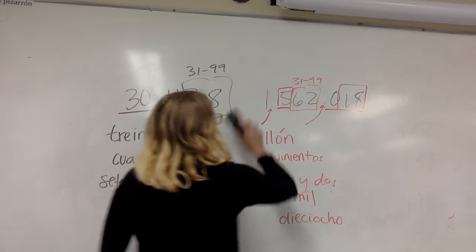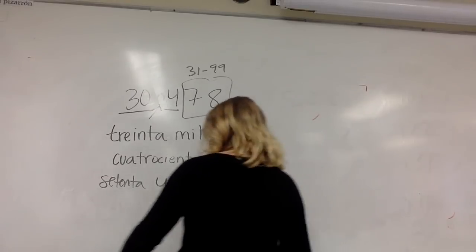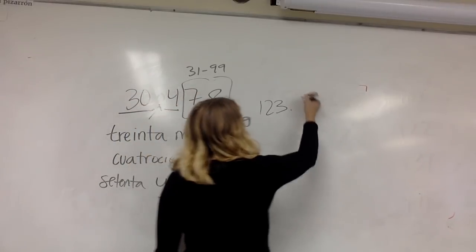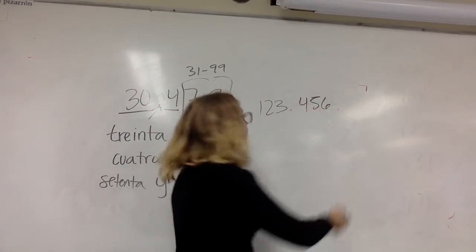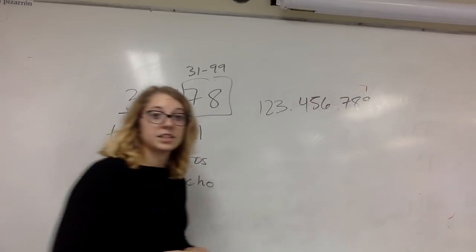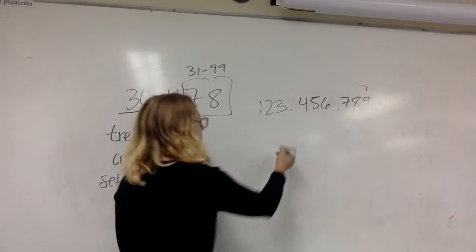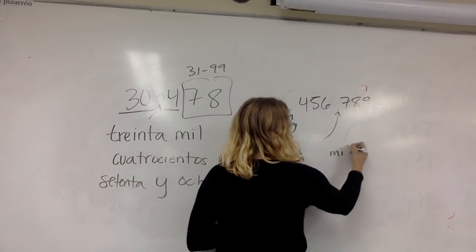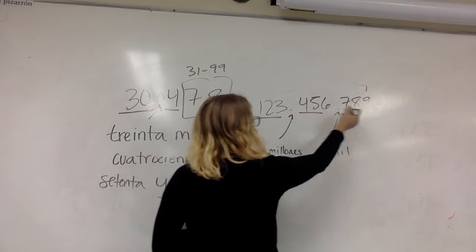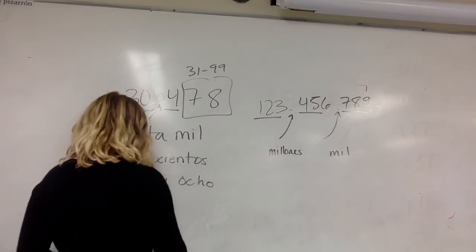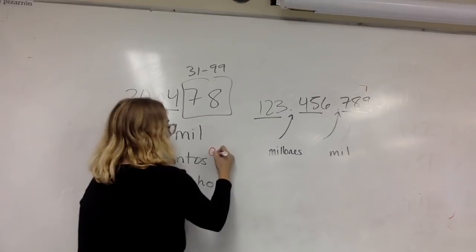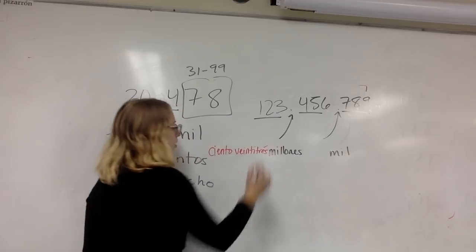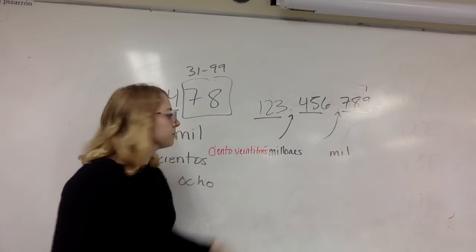All right, moving forward. I have the number 123.456.789. This is going to be a big number, so we got to start poco a poco. So we know here that this has to be millones. And we know here that this has to be mil. So whatever we have in between are going to be where we use our numbers. So first we start with 123. We know that with 100 we use ciento. We know 23 is one number altogether because it's not in between 31 and 99. So ciento veintitrés millones. All right?